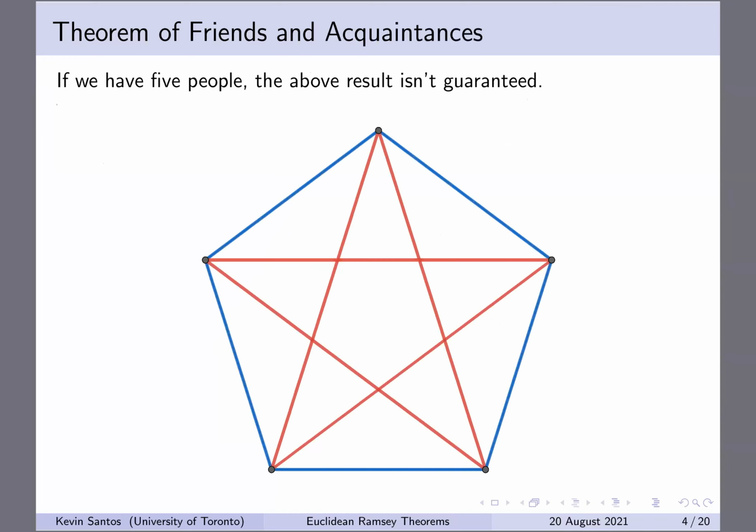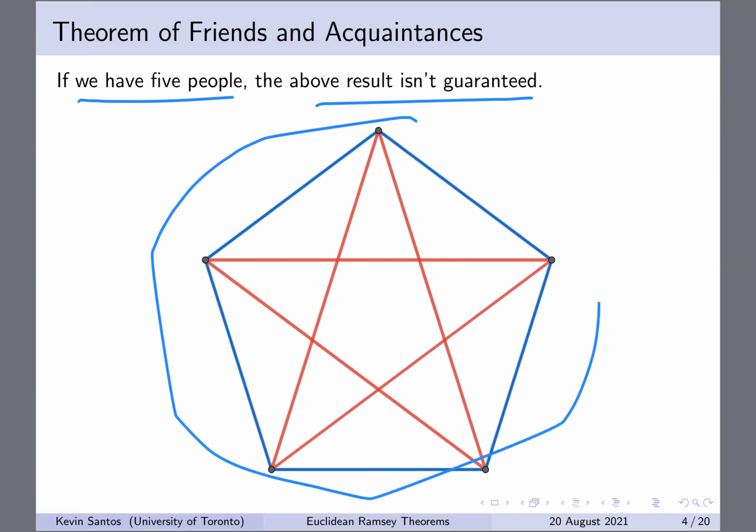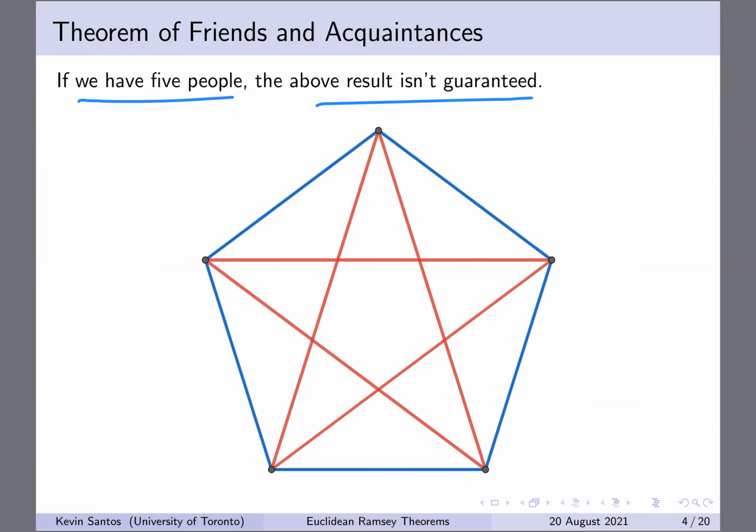As well, we can prove that if we have 5 people, then we aren't necessarily guaranteed to have 3 mutual friends or strangers. If we have the complete graph on 5 vertices and we color each of the edges in this way, then in this coloring, there are not any red or blue triangles. There's no triangles with all red sides or all blue sides. So if we have 5 people, the above result isn't necessarily guaranteed.